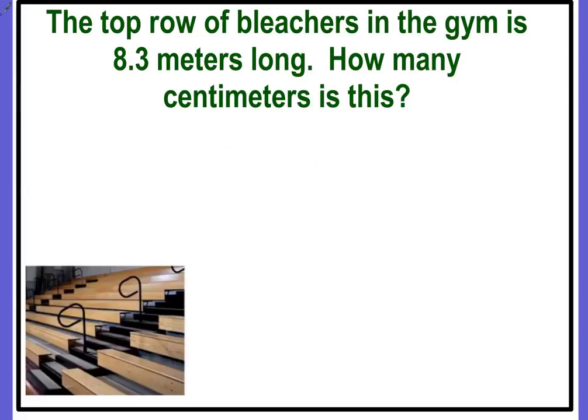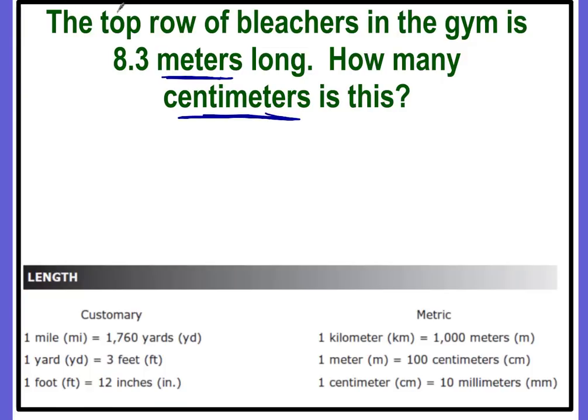Okay, one more example. The top row of bleachers in the gym is 8 3/10 meters long. How many centimeters is this? All right, what are we comparing? Meters and centimeters. So now we're going to be dealing with the metric system. So if we come over here, find the meters, and here we go. 1 meter is equal to 100 centimeters.